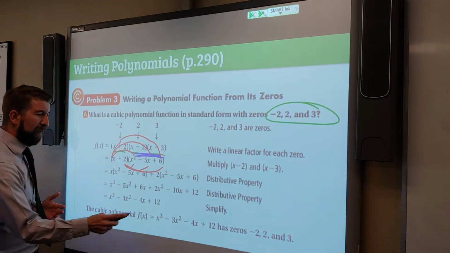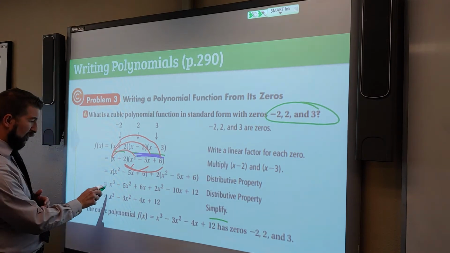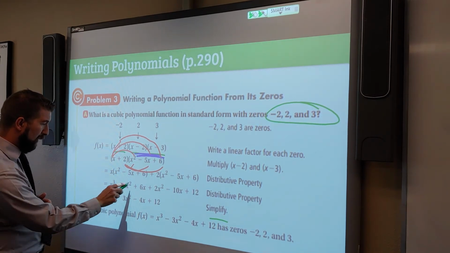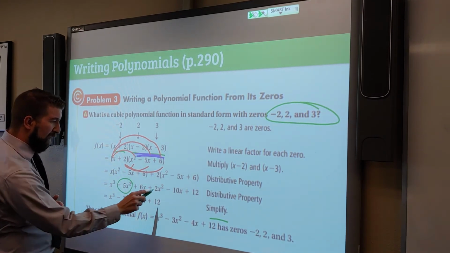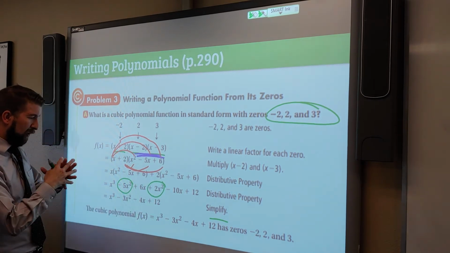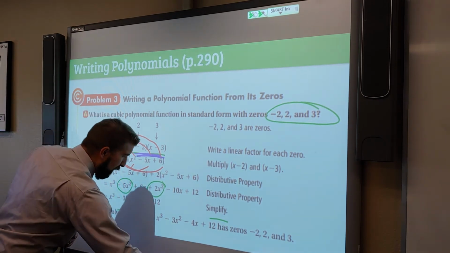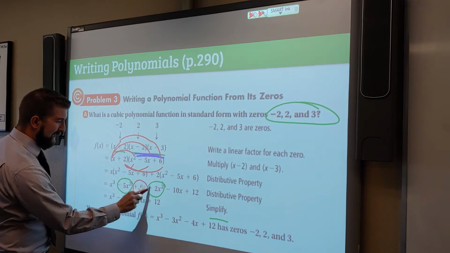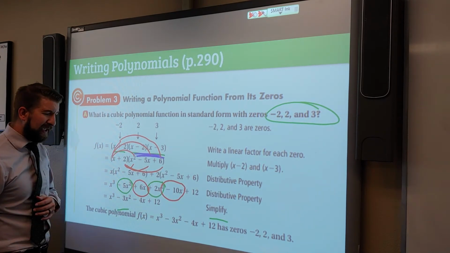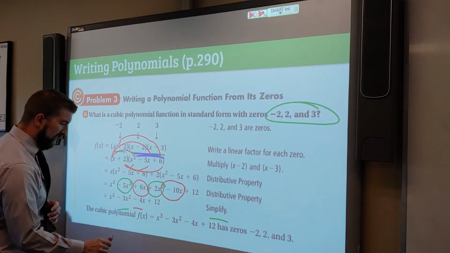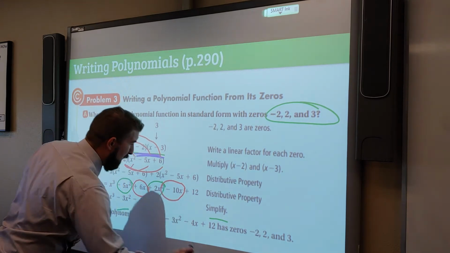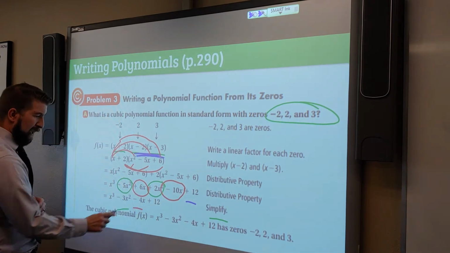Then they just simplify by combining like terms. So there's nothing that matches up with x cubed, but you have negative 5x squared and positive 2x squared. Those combine to become negative 3x squared. 6x minus 10x becomes negative 4x, and then the 12 is all by itself, and that just drops down.